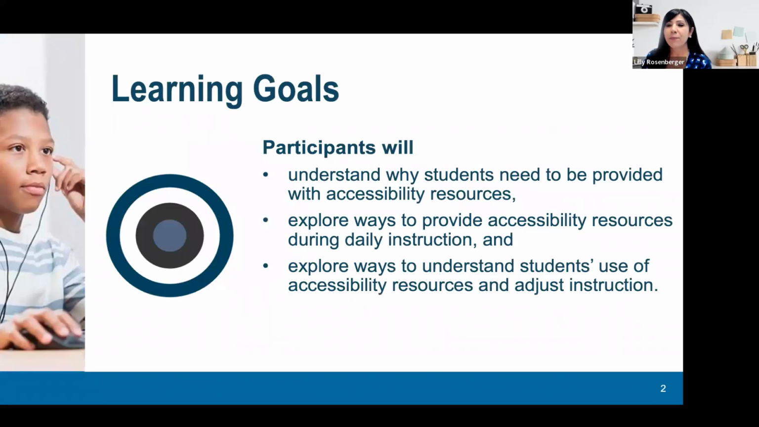So let's take a moment to review the learning goals for this session. This session is focused on providing you with an understanding of why students need to be provided with accessibility resources. You will also explore ways to provide accessibility resources during daily instruction and explore ways to formatively assess students' use of accessibility resources.